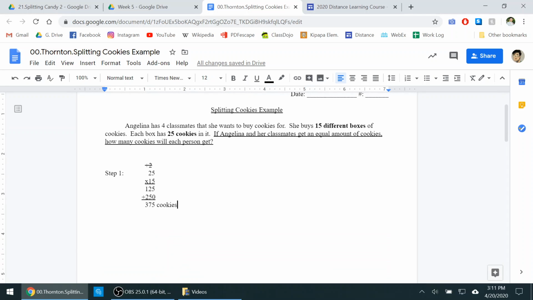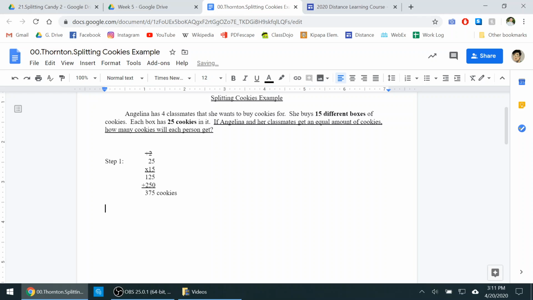Okay, from there, let's see how many people are sharing this. Angelina has 4 classmates, and our question here says Angelina and her classmates get an equal amount. So that would be 5 of them in total. So step 2, let's go ahead and set up our division.